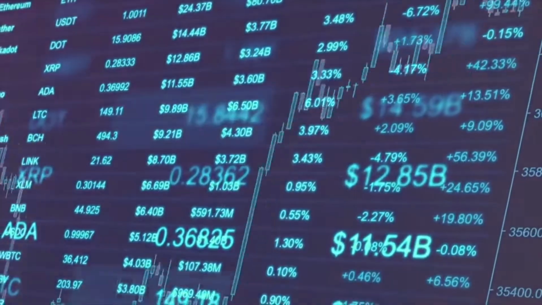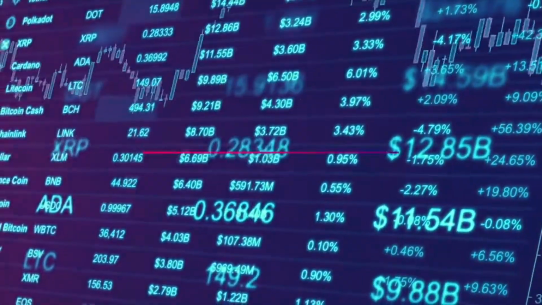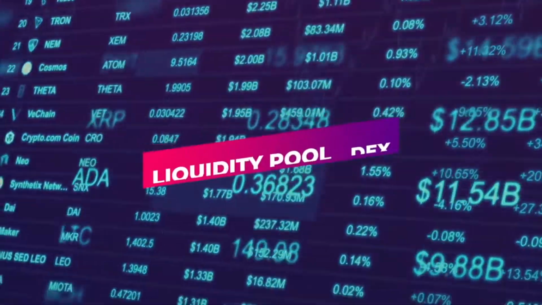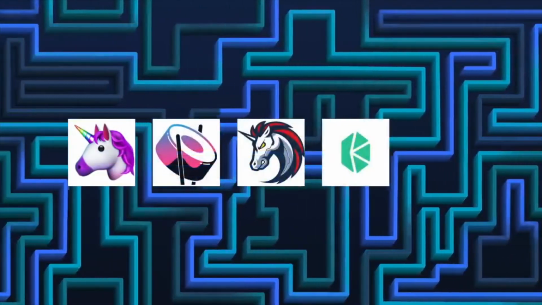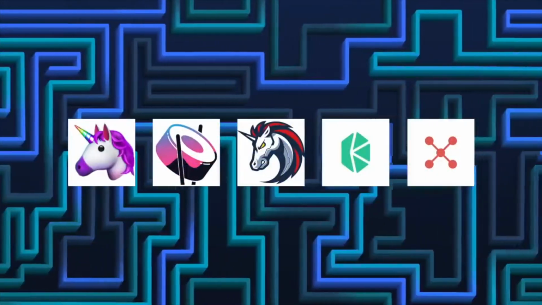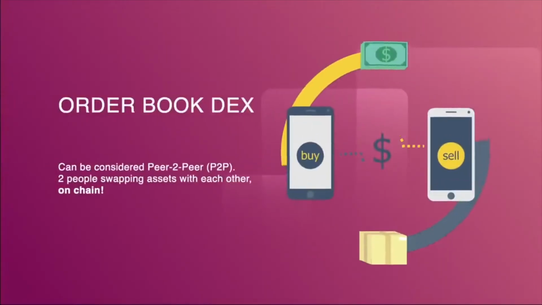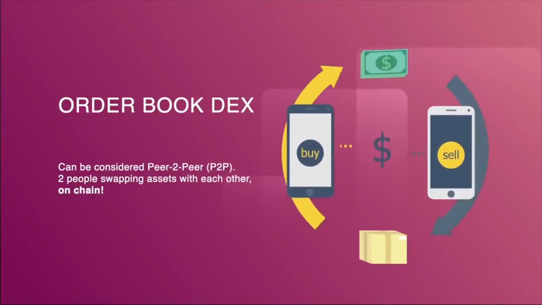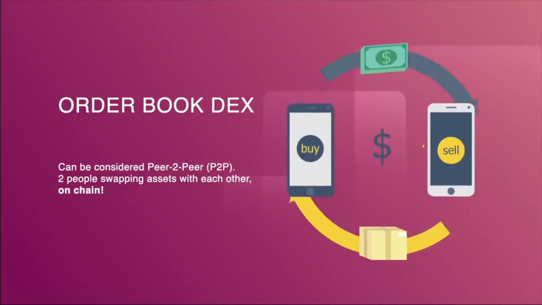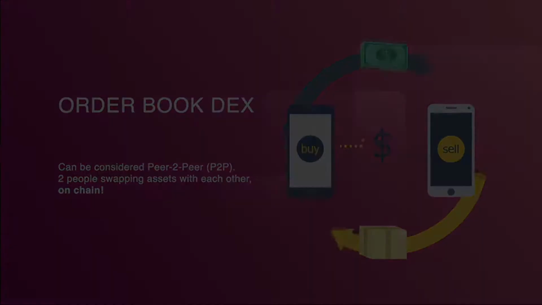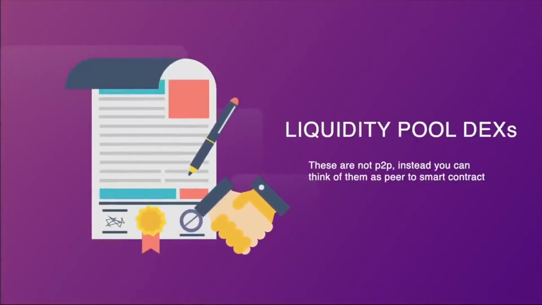So now let's talk about the other main type of decentralized exchange, the liquidity pool decentralized exchange. Examples of liquidity pool DEXes include Uniswap, SushiSwap, 1inch, Kyber Network, and of course, FLR Finance's FLR X. As discussed earlier, an order book decentralized exchange can be considered peer-to-peer. That's two people swapping assets with each other, on-chain. Liquidity pool DEXes, however, are not peer-to-peer and can instead be considered peer-to-smart contract.